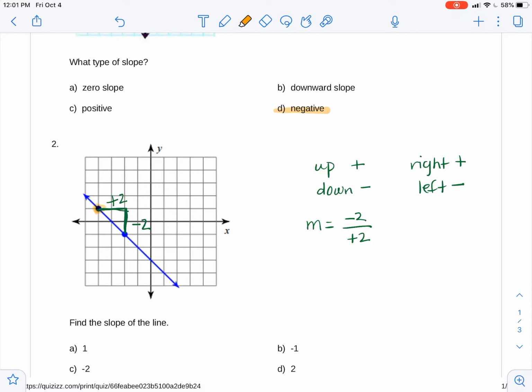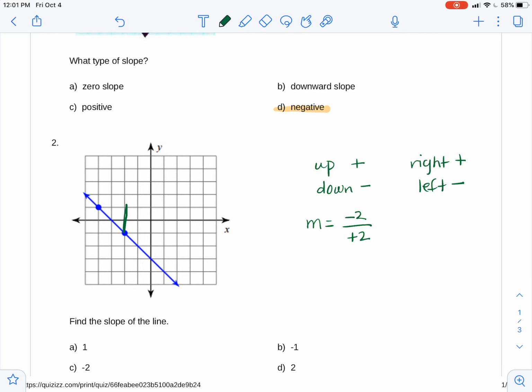Some of you might like to actually rise first. And so if I'm rising, it's all just according to which way you go. I could say I'm rising 2 and I'm running a -2. Either way you do that, okay, in that case I said I was rising 2 and running 2. Either way, your slope is going to be the same.